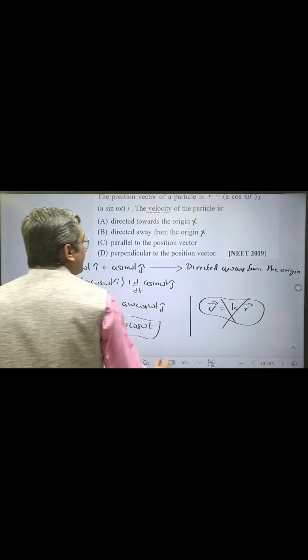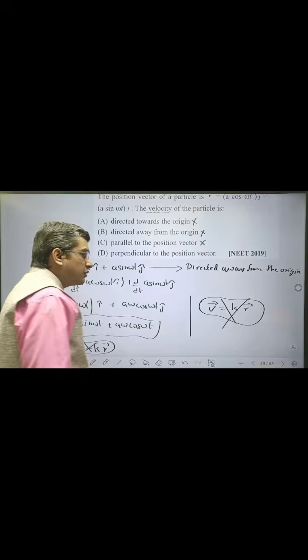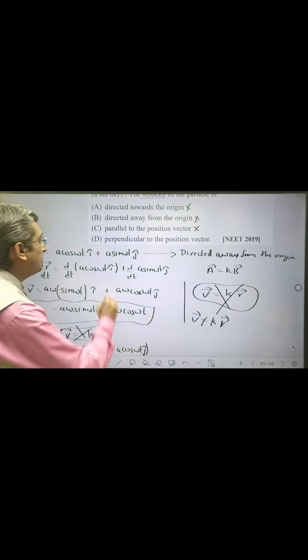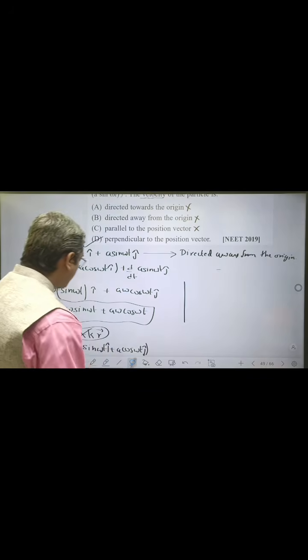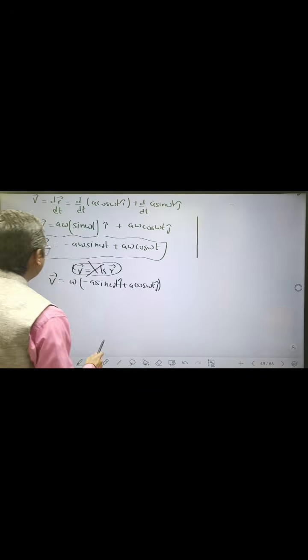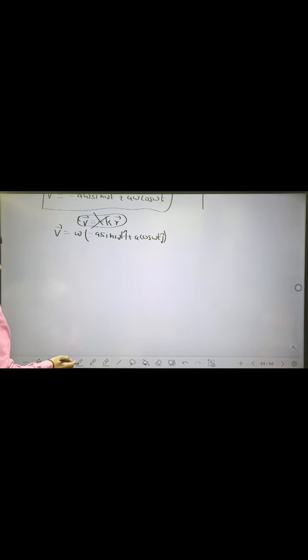The second option, parallel to the position vector, also gets cancelled. So the one option that remains is that it is perpendicular to the position vector. This option may be the right answer, but if the dot product is 0, then we can say that the two vectors are perpendicular to each other. So I am finding here v dot r vector.